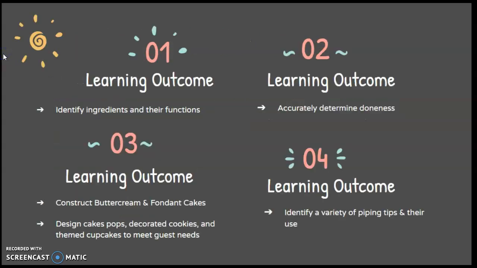All right. We have 4 general learning outcomes. The first one is to identify ingredients and their functions, so it kind of goes with the baking basics. And then determining if the cakes are completed. If you don't have a sturdy cake, you can't decorate it. You will learn how to construct buttercream and fondant cakes. You'll learn how to design cake pops, decorated cookies, themed cupcakes to meet guests' needs. And then you will identify a variety of piping tips and their uses, which you would use when you are constructing all of those cakes and different types of baked items.